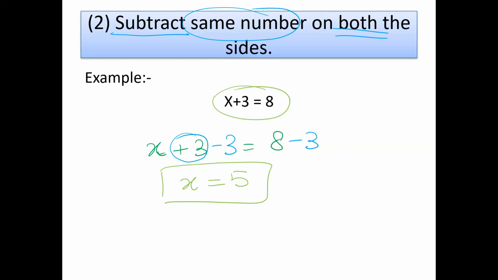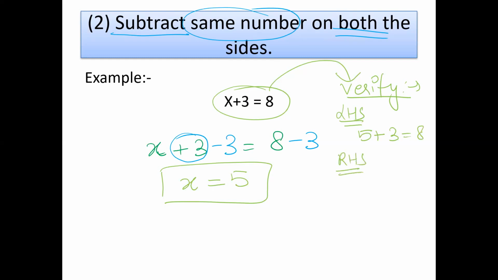We can also check it. See, we will be verifying it. Verify करते हैं. We will put x equals to 5. So left hand side करते हैं पहले. 5 plus 3 is equals to 8. And right hand side हमारी क्या है? It is already 8. Since हमारी दोनों sides LHS equals to RHS, we both have 8 on both the sides. So that means our answer is correct.